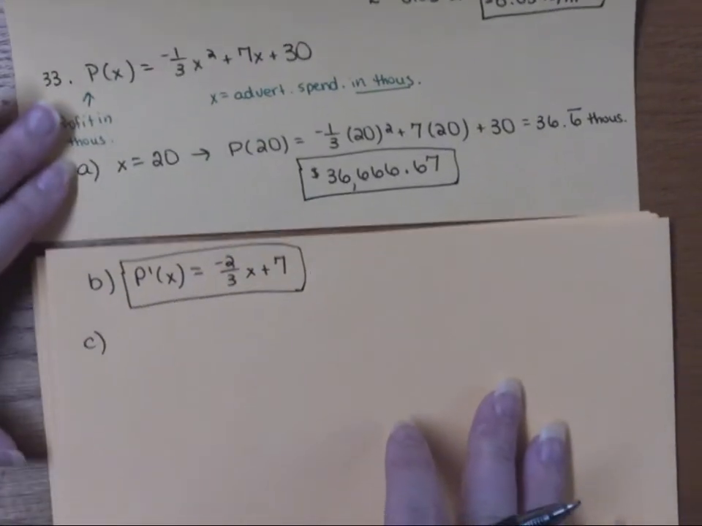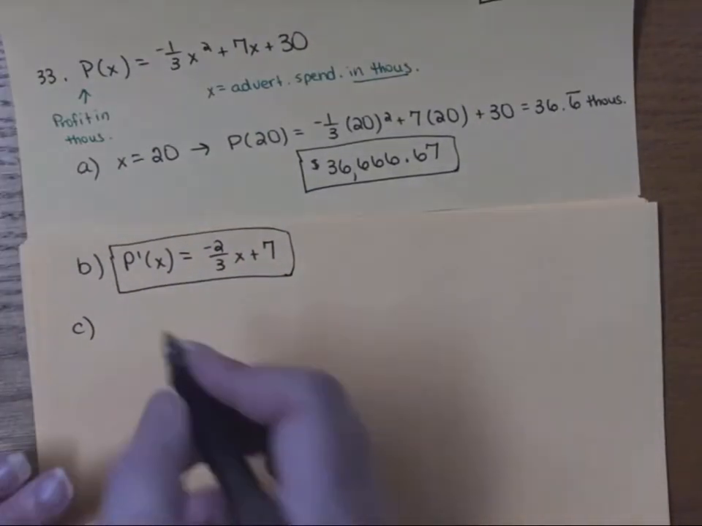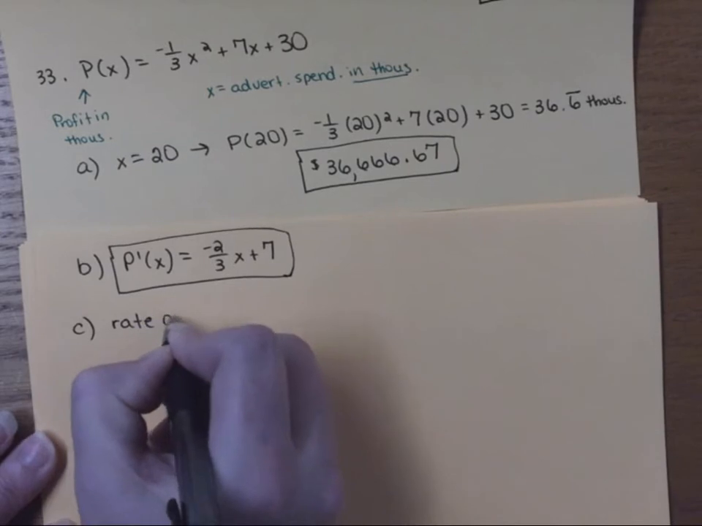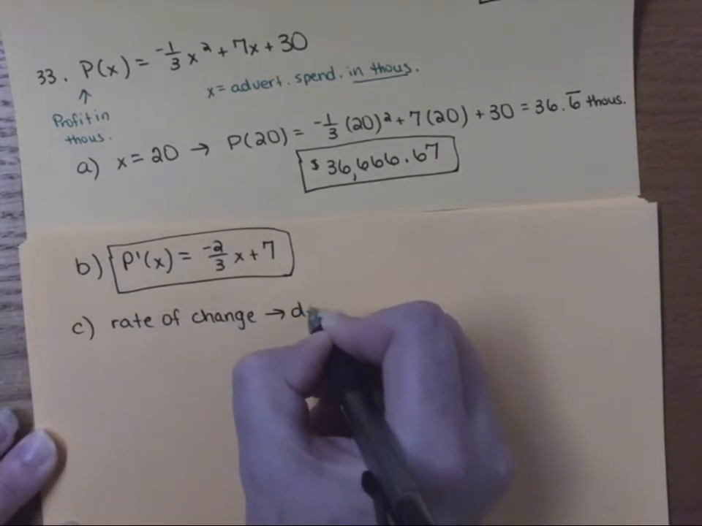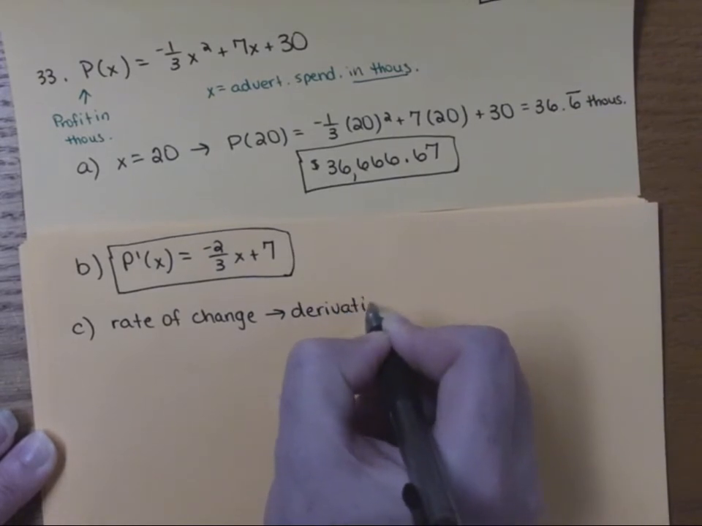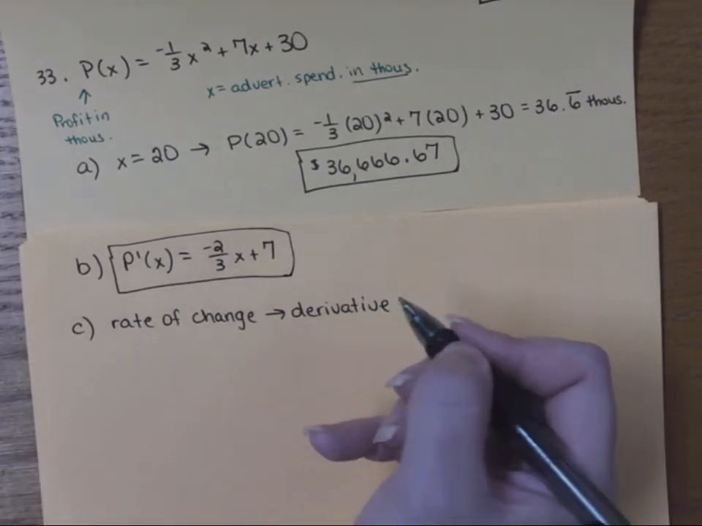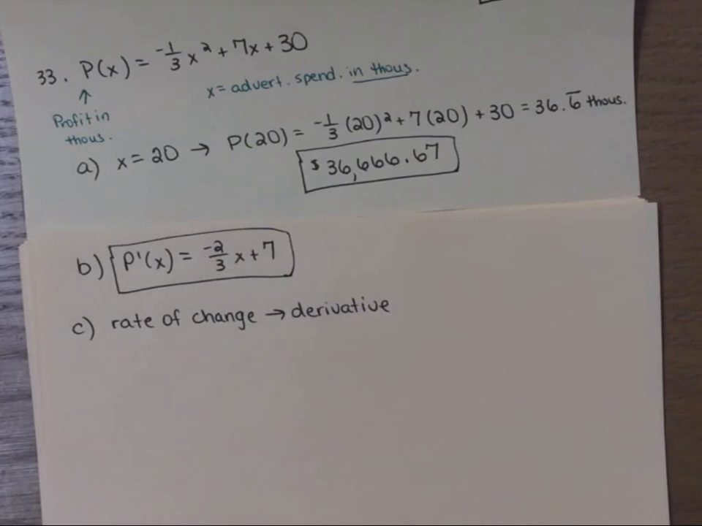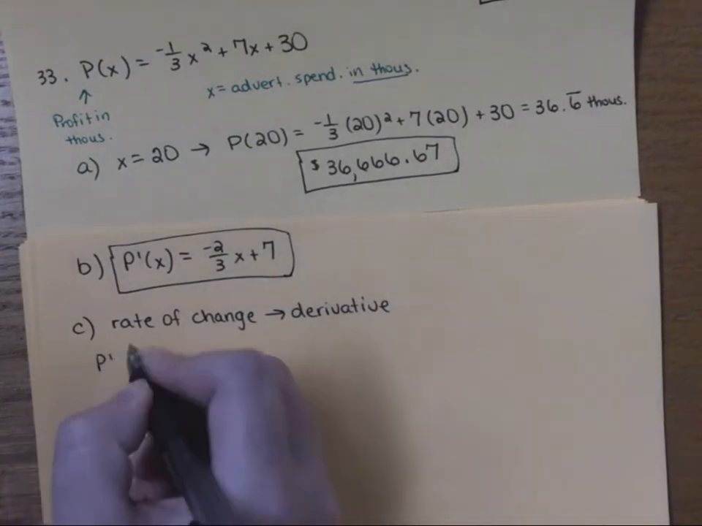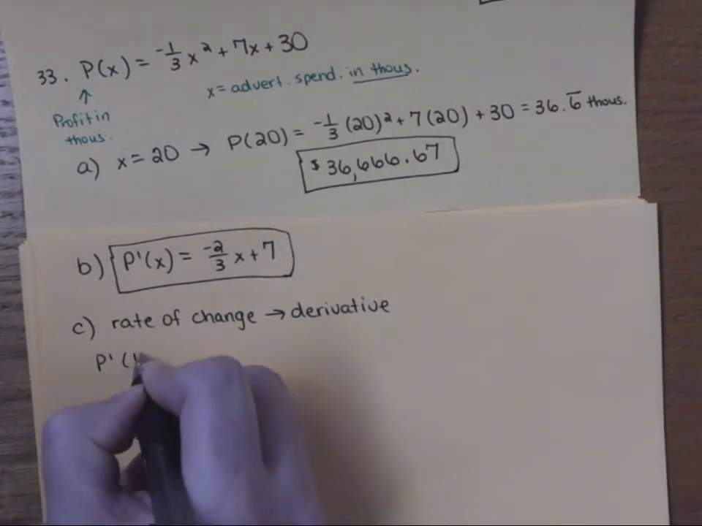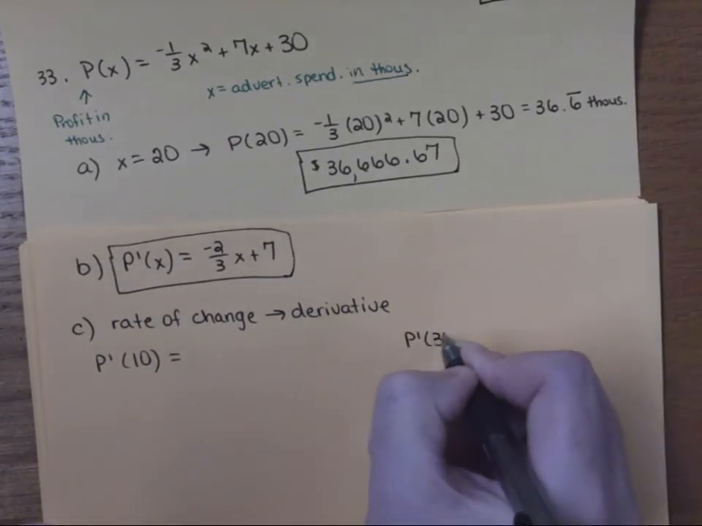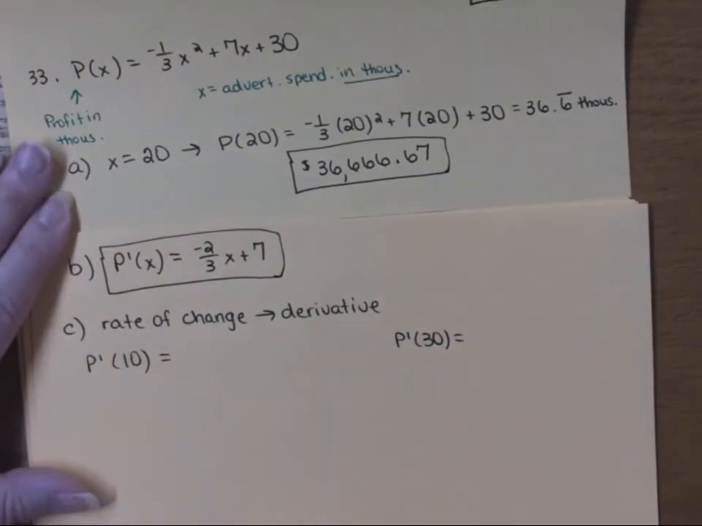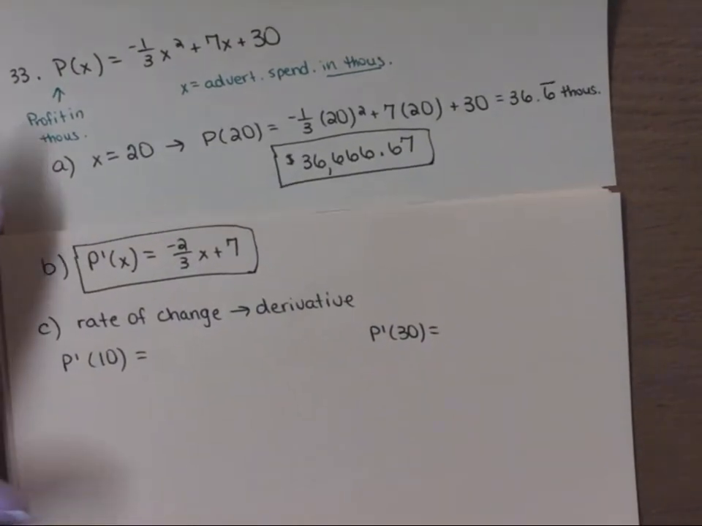And then last but not least, make sure you read the terminology, right? What is the rate of change? So when you see rate of change, that should automatically make you think, hey, I need to use the derivative. Okay, so remember, we're going to write rates of change as a rate, right? So first, let's do P prime of 10, and we're going to compare that to P prime of 30. Remember it's 10 and 30 instead of 10,000 and 30,000 because everything's in thousands.